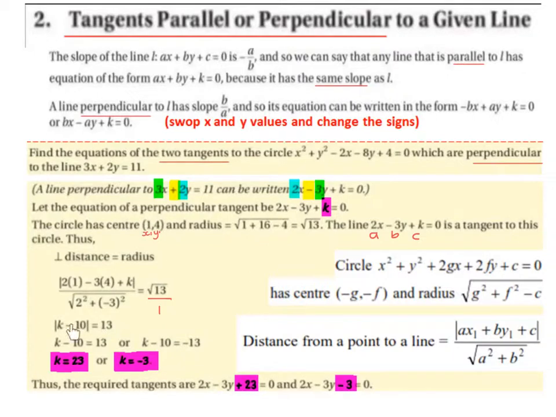So when we have the modulus symbol, we know we're going to break our sum down into two parts. So we take what's inside the modulus, which is k minus 10, and we let it equal to what's on the right hand side of the equals, which is 13. And then we take again what's inside the modulus, which is k minus 10, and we let it equal to minus 13. So whatever is on the right of the equal sign, we let it equal to the positive value and the negative value. So k minus 10 equals 13, so k is equal to 23, or k minus 10 is equal to minus 13, so k is equal to minus 3. Thus, the required tangents are 2x minus 3y plus 23 is equal to 0, and 2x minus 3y minus 3 is equal to 0.